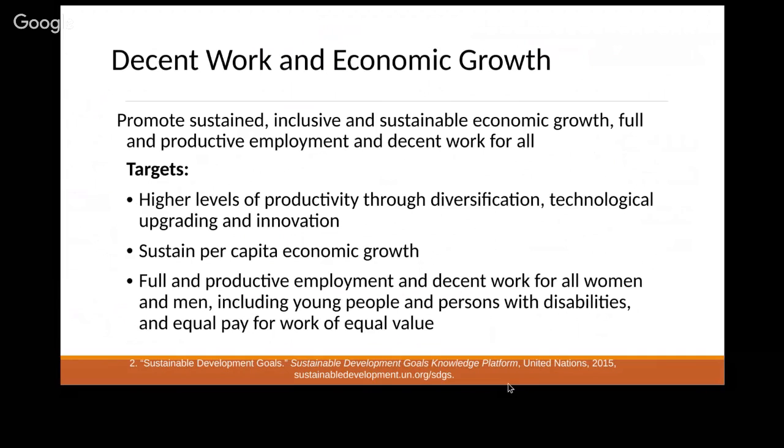By 2030, a sustained per capita growth must be achieved within the means the global political circumstances would allow, in full productive employment and decent work for all women and men, including those that are young or have disabilities, and pay for equal value. These targets are imperative to achieve should we ever want to achieve this goal.